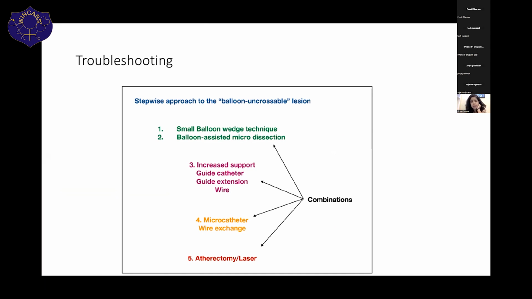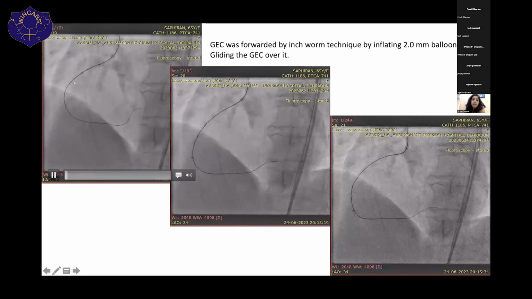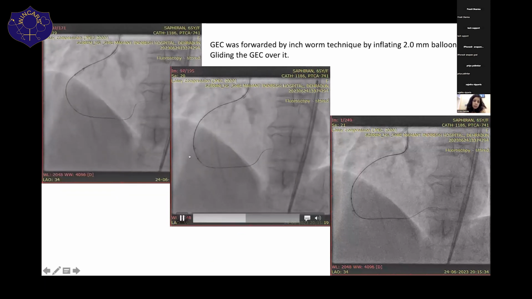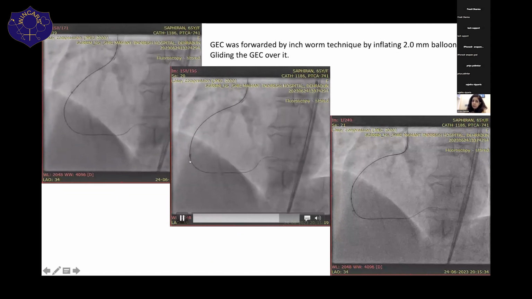I first thought that I'd take a guide catheter and try to pass my balloon with that. Even the guide catheter was not going beyond, because it was a very tight lesion right after the proximal RCA. So I used the inchworm technique: by inflating a 2 mm balloon, I glided the guide extension catheter over it. And it could finally come to the point where the 1.5 balloon was coming.